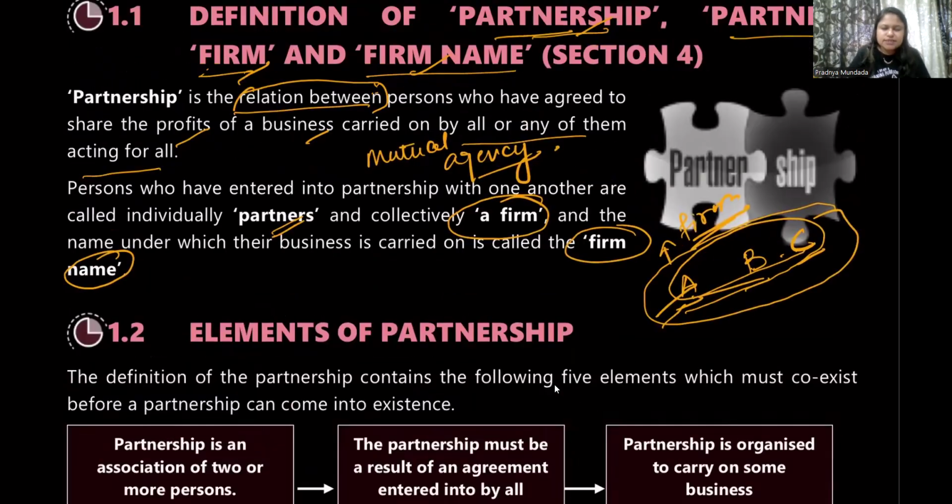Now, if you have done the definition on top correctly, a partnership is a relationship between persons who have agreed to share the profit. Profit from where? Business, which is carried on by all or any one acting for all. If you break this, you will get the features. Don't you think partnership is a relationship among people? So there has to be an agreement. They have to share profit, the second element, from the business, the third element, which is carried on by all or any one of them acting for all, the fourth one. That is nothing but mutual agency. Okay, so that is the idea.